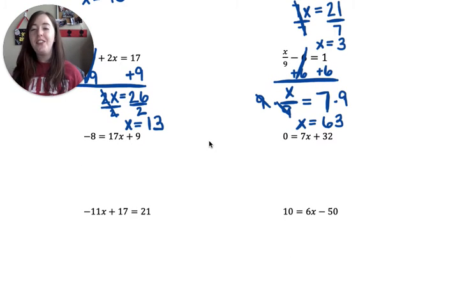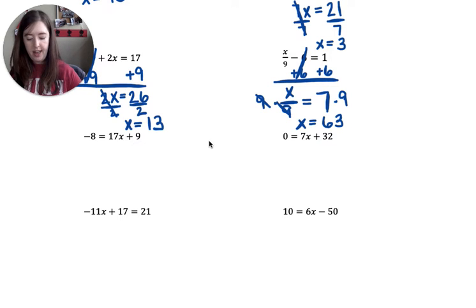This next one might feel a little bit strange since your x is on the other side. That doesn't matter, though. I know you might have been taught once upon a time that your x always has to be on your right side and all of your numbers are going to be on the left, or vice versa. It does not matter which side what is on. You just want to get your variable to one side and plain old numbers to the other. So with negative 8 equals 17x plus 9, I'm not going to move the x around. x is already on the right side.